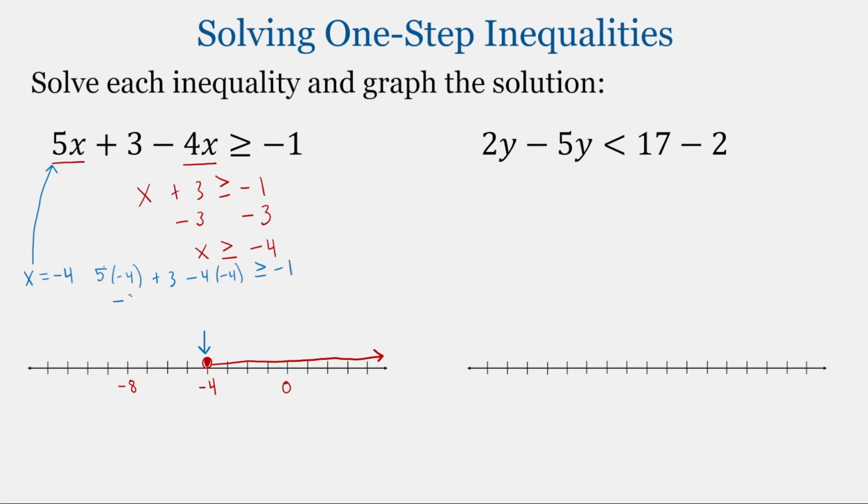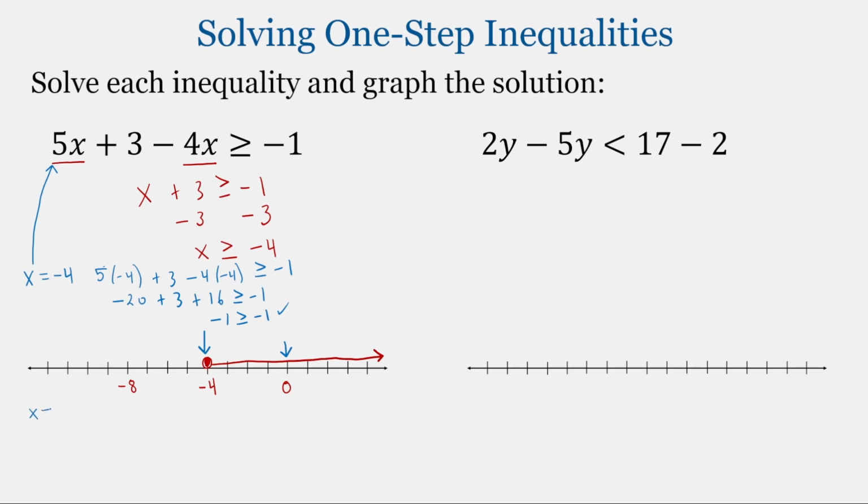So this is negative 20 plus 3. We have negative 4 times a negative 4, so this is plus 16. Greater than or equal to negative 1. We get negative 1 greater than or equal to negative 1. Picking another point, we'll go with 0.